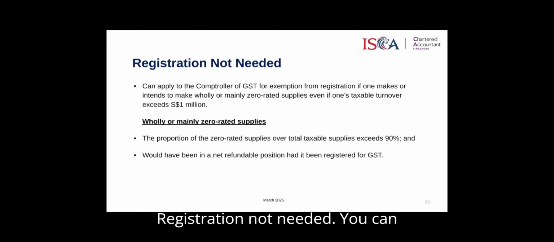Registration not needed. You can apply to the Comptroller of GST for exemption from registration if you make or intend to make wholly or mainly zero-rated supplies, even when your taxable turnover exceeds 1 million. So what is the definition of wholly and mainly zero-rated supplies? This is when the company's proportion of zero-rated supplies over taxable supplies exceeds 90% and it would have been in a net refund position anyway had it been registered for GST.